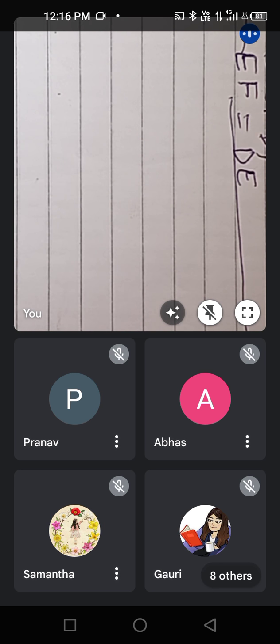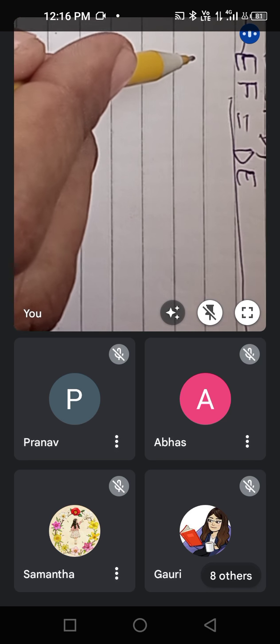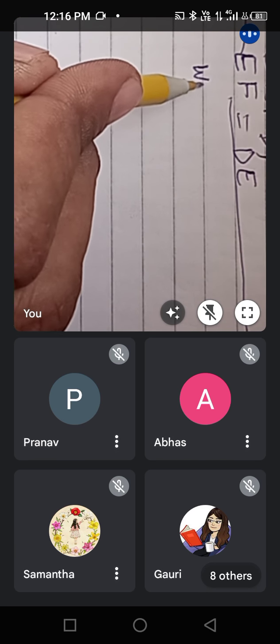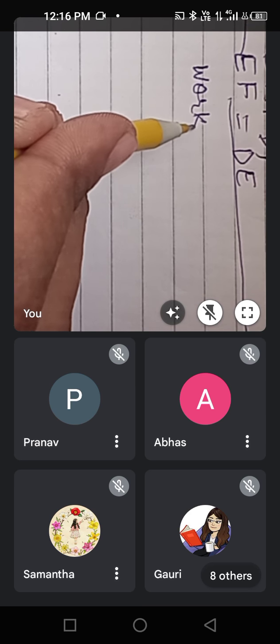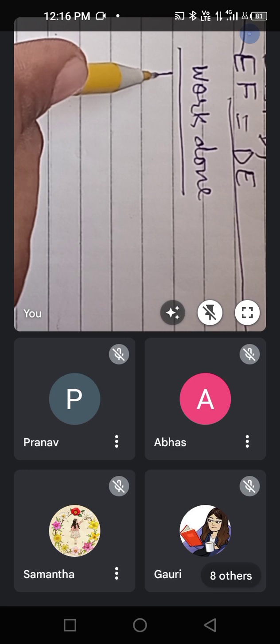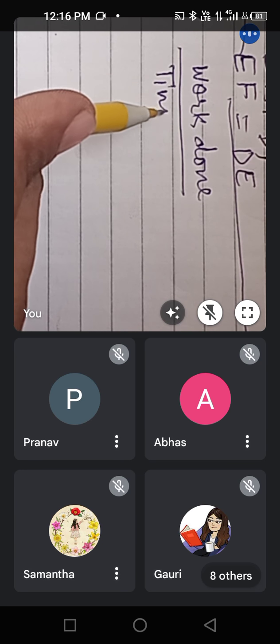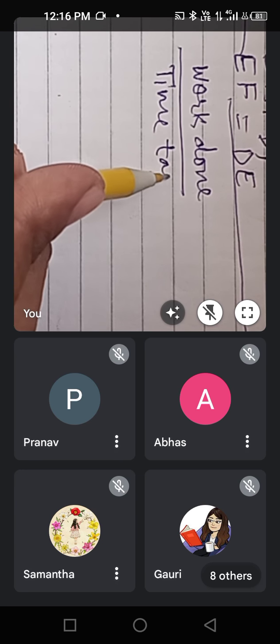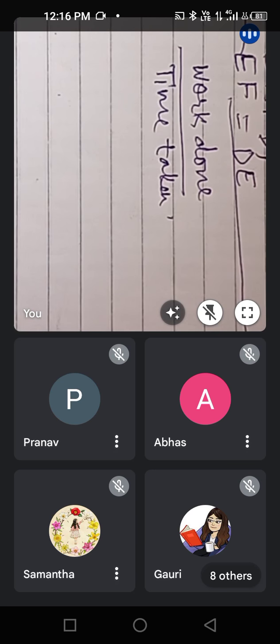Rate means that power is equal to work done upon time taken. So power is equal to work done upon time taken.